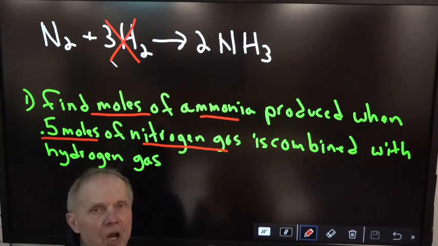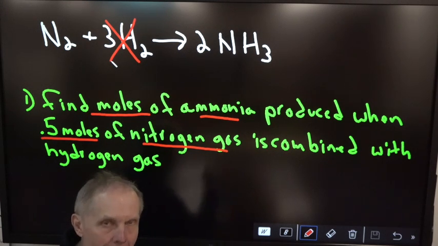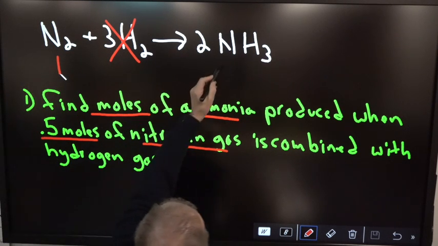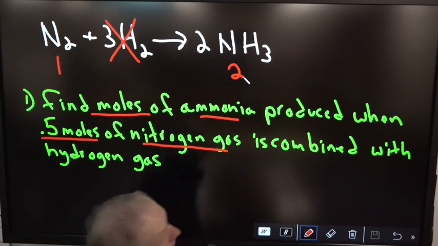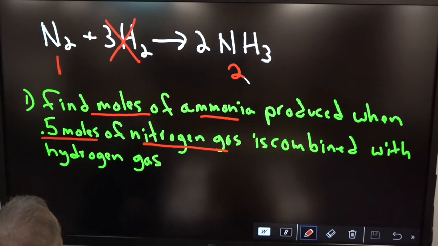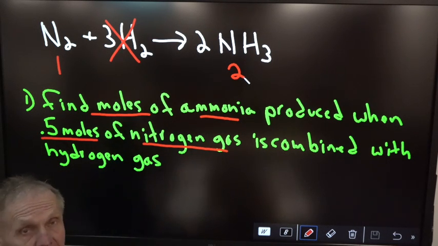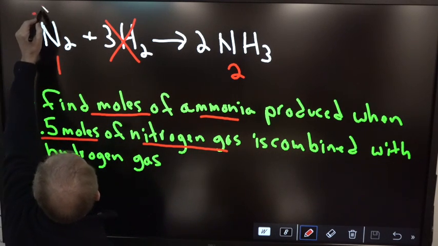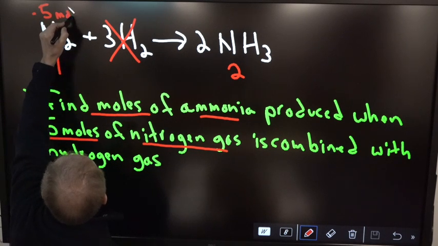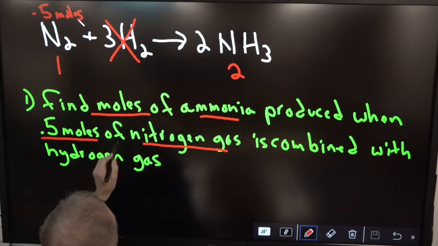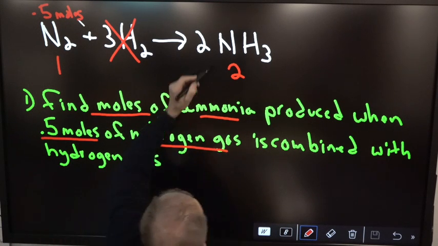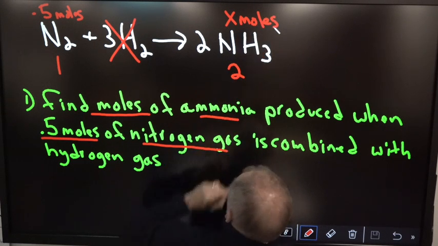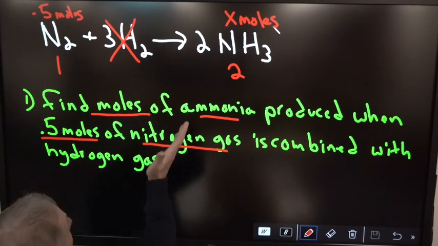The next step is this. Whatever the coefficients are in the 2 substances you're using, drop them below it. This is 1, so we put a 1 below that. Ammonia is 2, we put a 2 below that. That's how we start out. Then, 0.5 moles of nitrogen gas. It's got to be moles on top, so I go like this. 0.5 moles. I am looking for moles of ammonia, so this is X moles. So that's it. There's my ratio.